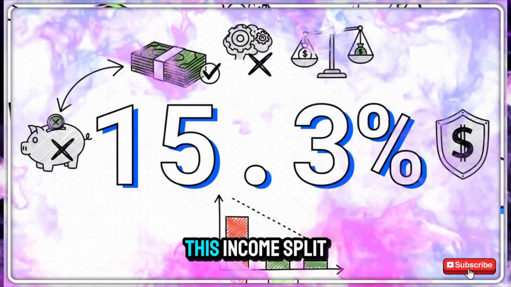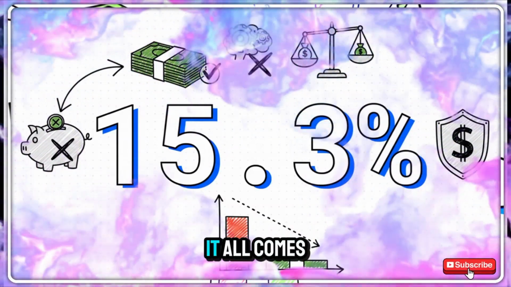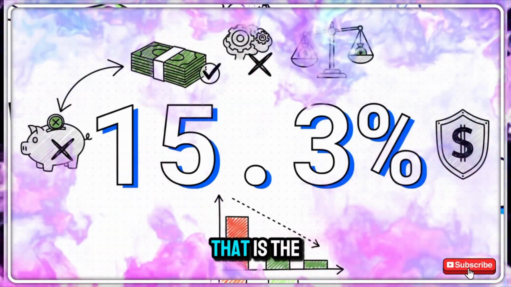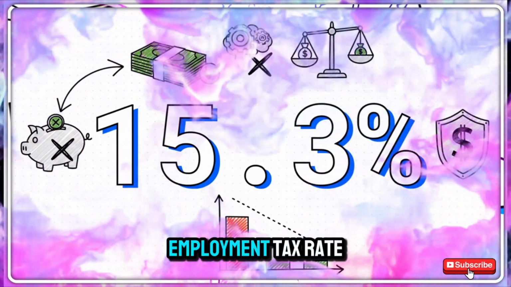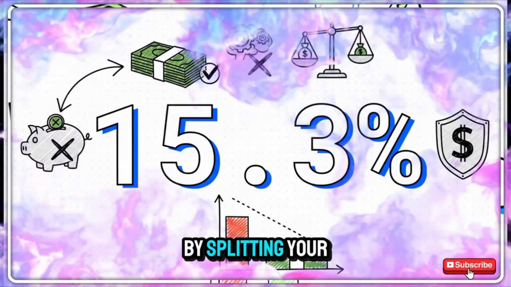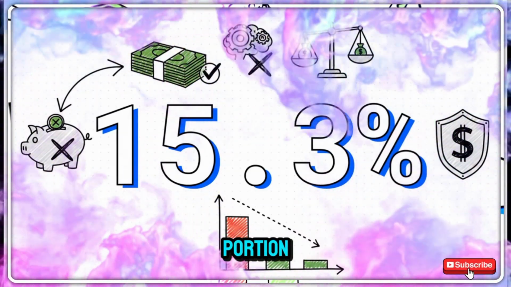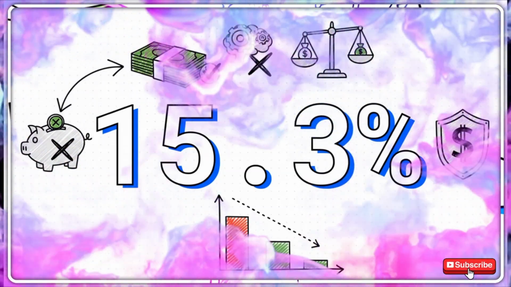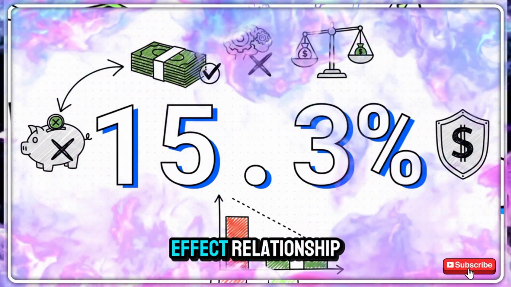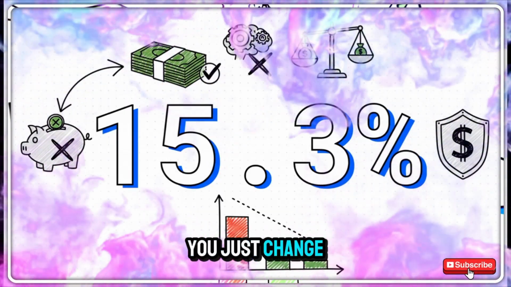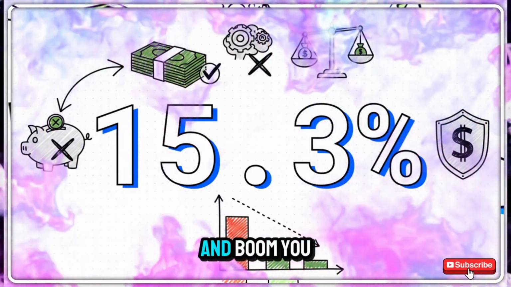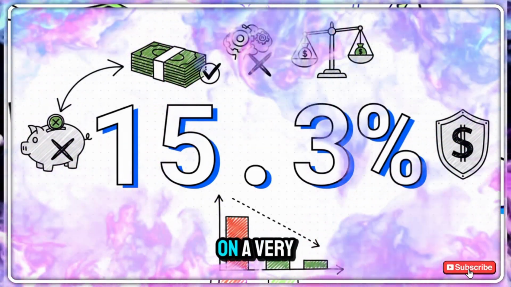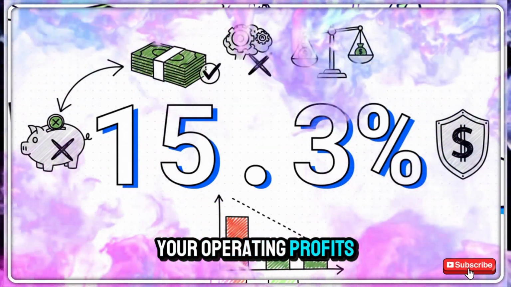So why does this income split matter so much? It all comes down to one number, 15.3%. That is the standard statutory self-employment tax rate. By splitting your income, the profit distribution portion completely bypasses this 15.3% tax. It's a highly effective cause and effect relationship. You just change the structural classification of the income, and boom, you legally eliminate a massive percentage of the tax burden on a very significant chunk of your operating profits.